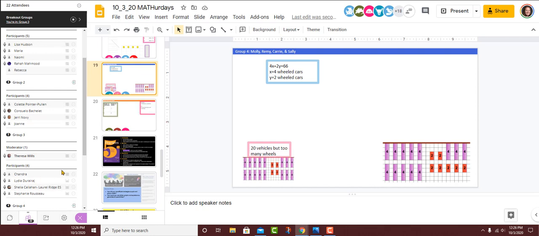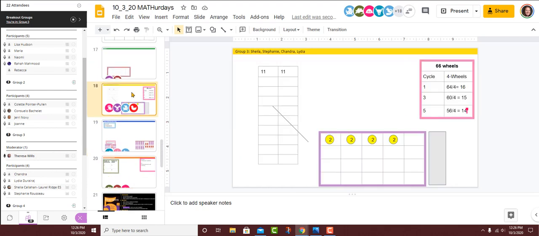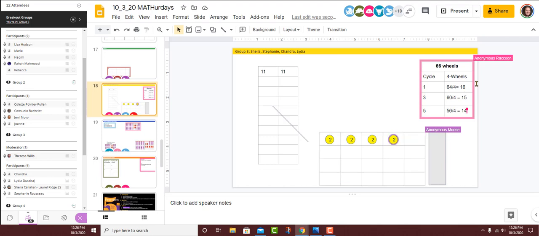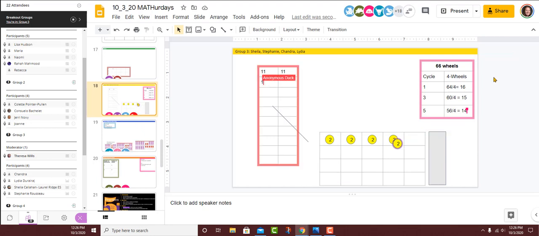Mhm. Hello there, group 3. Hi. I am loving this 66 wheel table, but I could use a little support understanding it. Can you tell me your thinking for this?